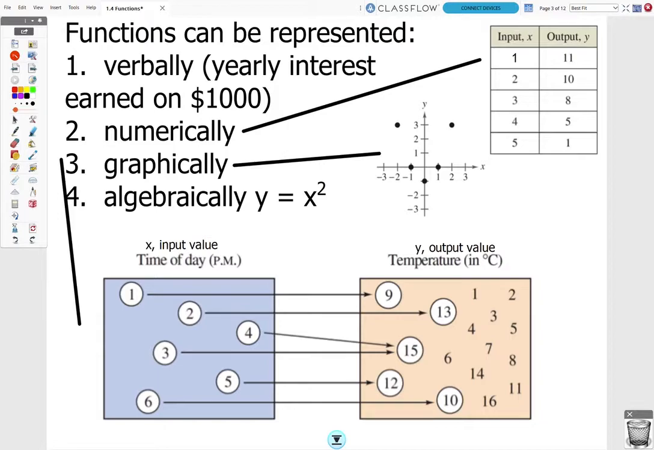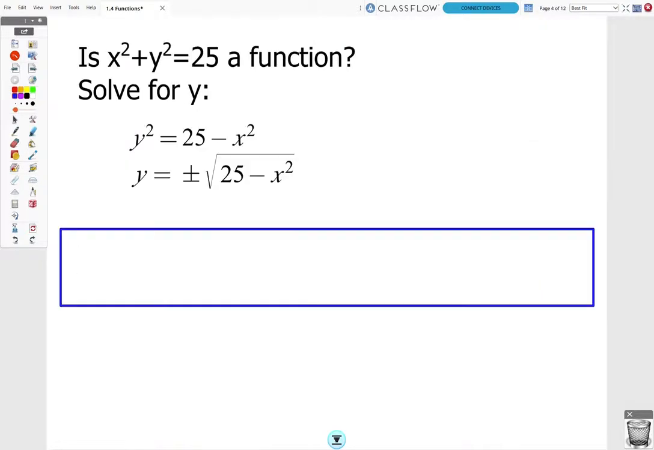Another way we can talk about this is algebraically with equations that we're familiar with, such as y equals x squared, which is very similar to this graph here, and we're going to explore those type of equations a little later. One question you might want to ask yourself is something like this: is x squared plus y squared equals 25 a function?